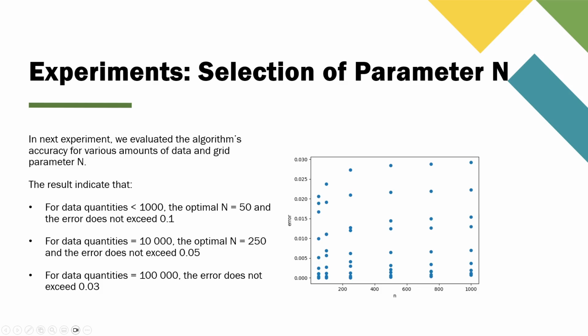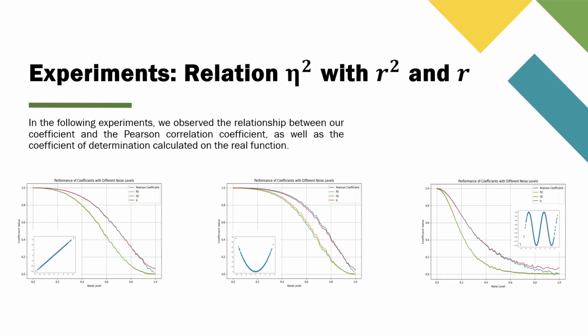In the second experiment, we attempt to find the optimal parameter n for different amounts of data. For synthetic data, we could compute the coefficient of determination since we knew the real relationship function. It was found that accuracy depends on the rate of change of the relationship function. Also, the error for 1,000 points was not significant.